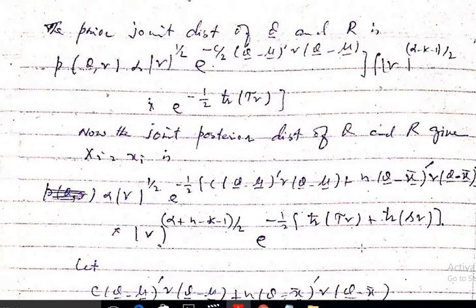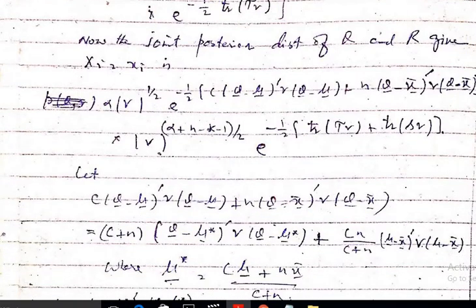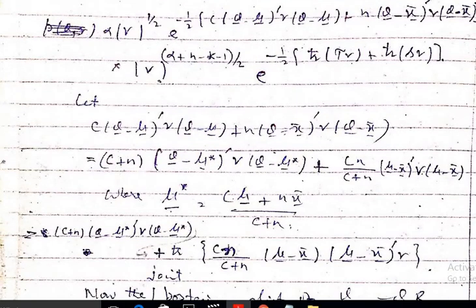And the term C into theta minus mu transpose gamma theta minus mu plus n into theta minus x bar transpose gamma into theta minus x bar may be written as C plus n into theta minus mu star transpose gamma into theta minus mu star plus Cn divided by C plus n into mu minus x bar transpose gamma into mu minus x bar, where mu star is equal to C mu plus n x bar divided by C plus n.